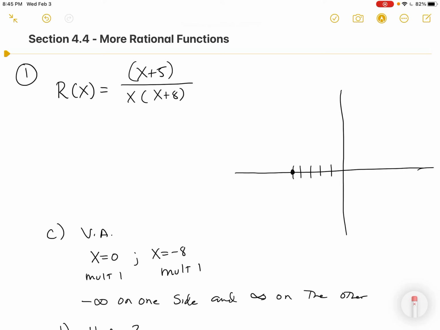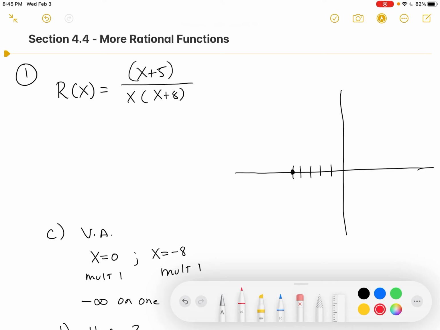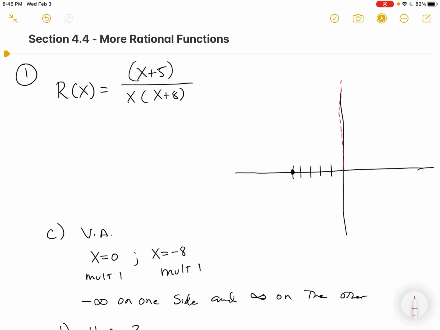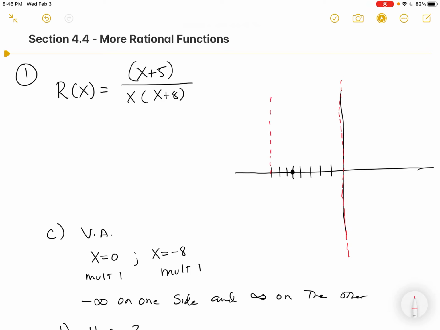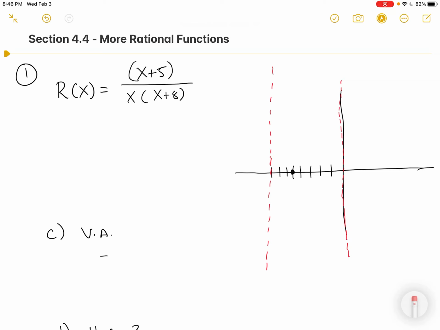So be careful about using a calculator. Let's get the vertical asymptotes in there. I'll put them in red. One is right here at x equals 0, and the other is right here at x equals negative 8. And what we need to do is find out where we are. Now all we need is 1 point. Okay, so let's talk about how to do that. My advice to students is pick something really big. Well, actually, we don't have to pick something really big.